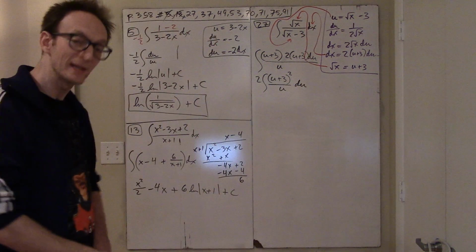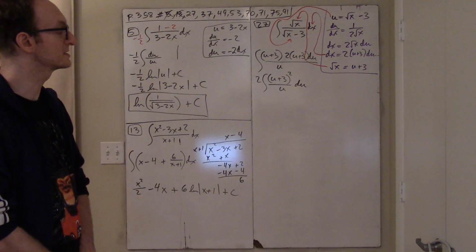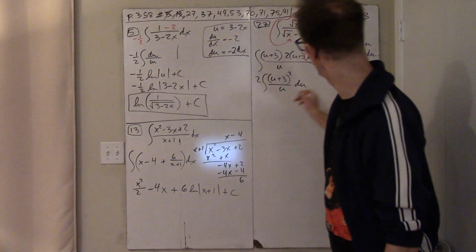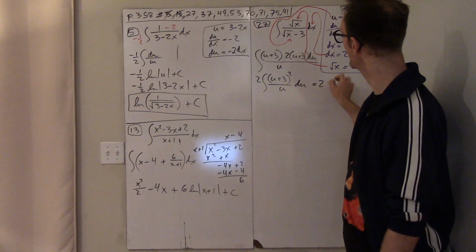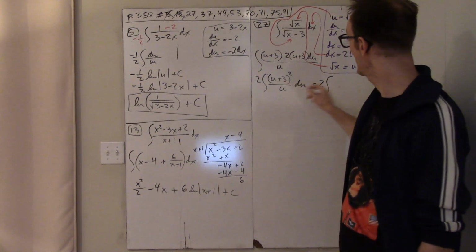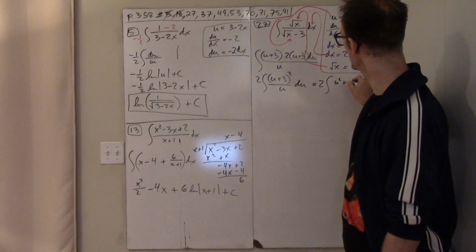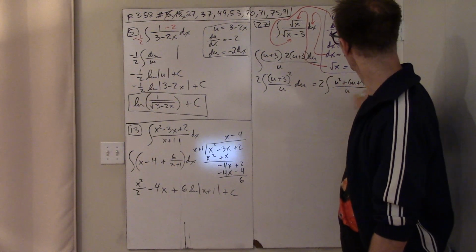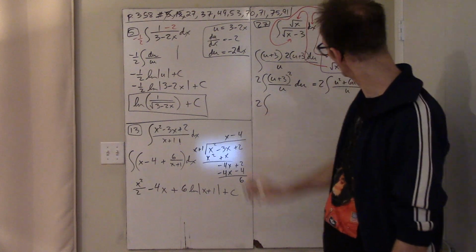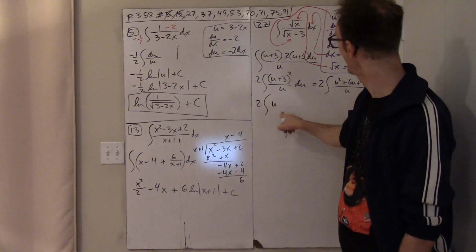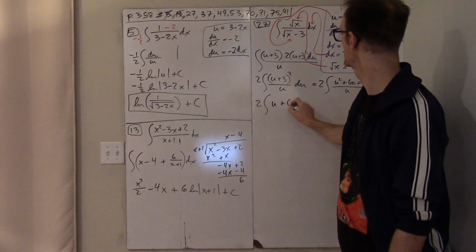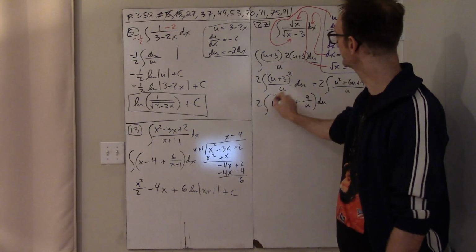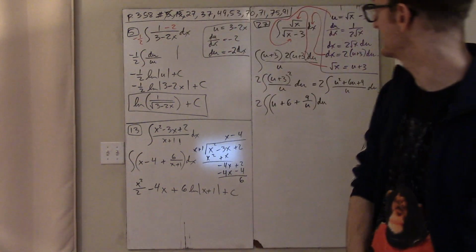And that's really great because this is now just a rational function. In fact, this is going to be quite easy, because this numerator can be rewritten as u squared plus 6u plus 9 over u, and then I just divide. So my actual problem turns out to be very easy. It's 2 times u plus 6 plus 9 over u du, and I know exactly how to anti-differentiate that.